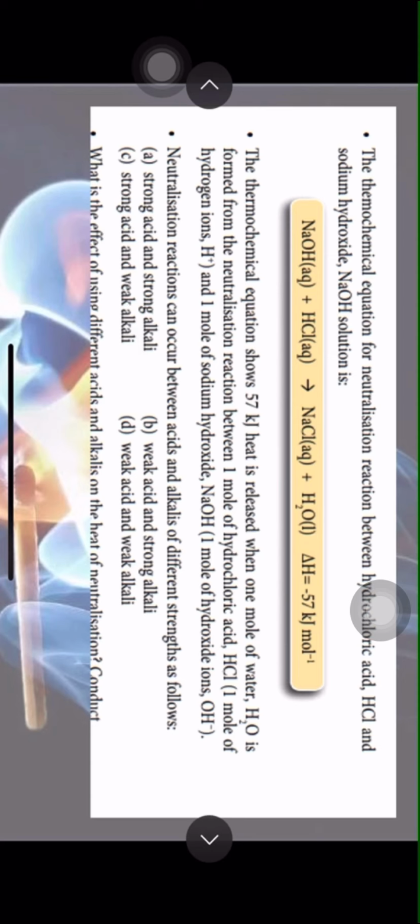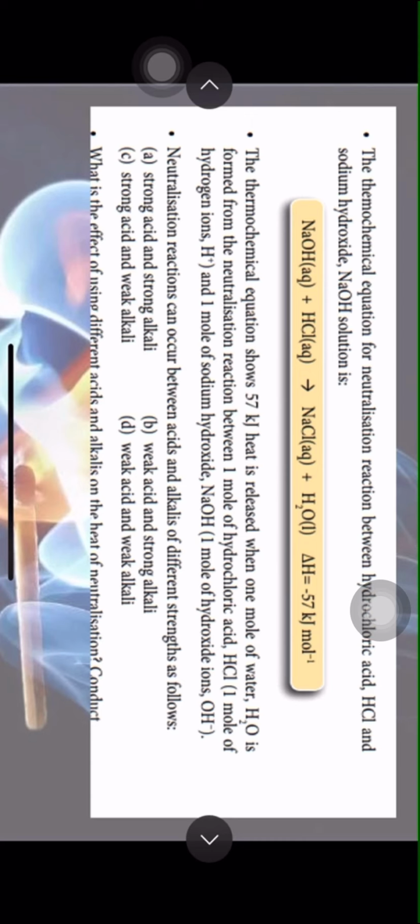The thermochemical equation shows 57 kJ heat is released when 1 mole of water, H2O, is formed from the neutralization reaction between 1 mole of hydrochloric acid, 1 mole of hydrogen ion H+, and 1 mole of sodium hydroxide, 1 mole of hydroxide ion OH-.